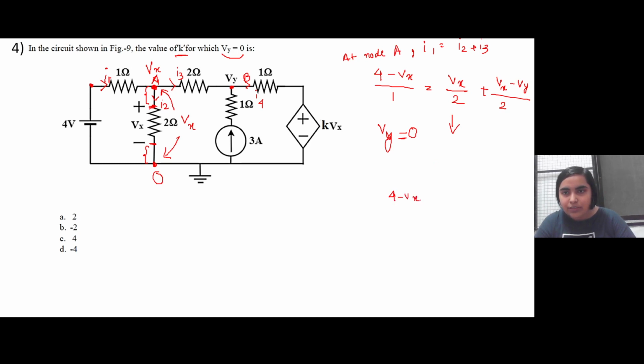4 minus Vx will be equal to Vx by 2 plus Vx by 2. So this is equal to Vx. So Vx will be equal to 2 volt, right? Now we apply again the KCL across node B.